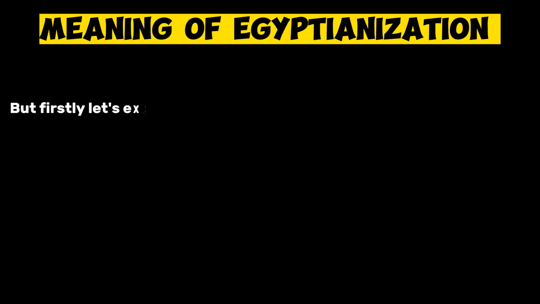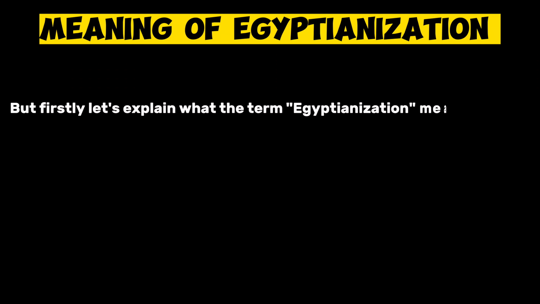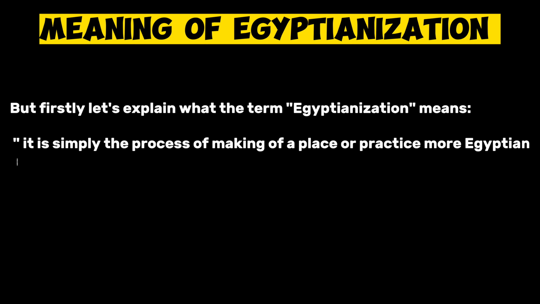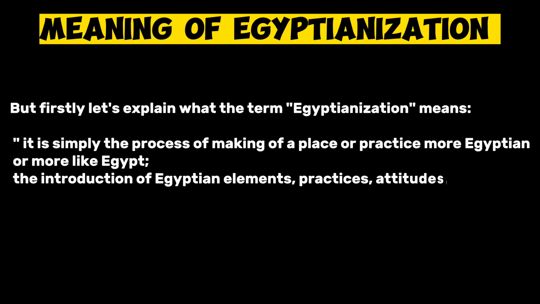But firstly, let's explain what the term Egyptianization means. It is simply the process of making a place or practice more Egyptian or more like Egypt. The introduction of Egyptian elements, practices, attitudes, language, clothes, culture, etc.